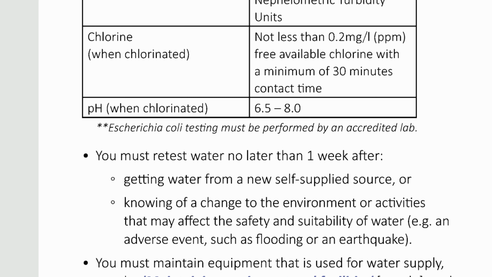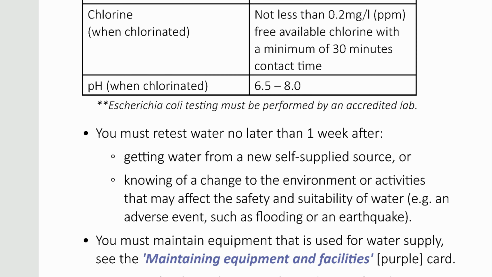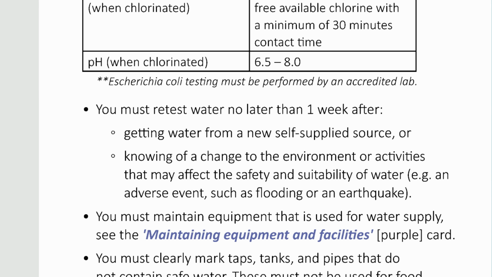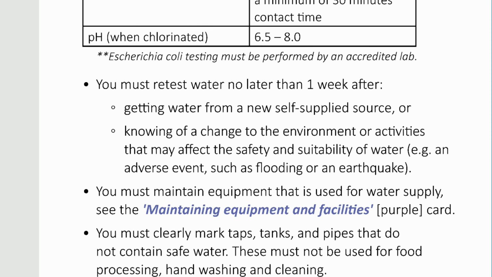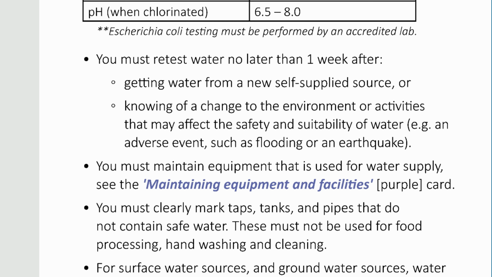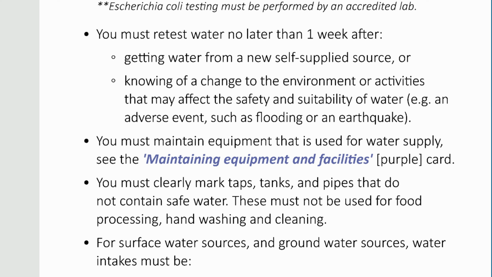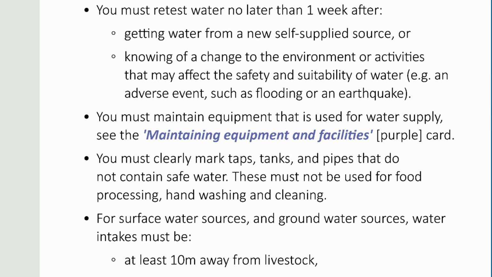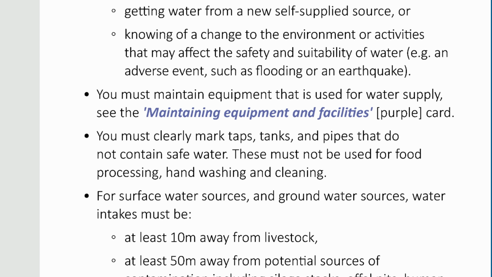You must retest water no later than 1 week after getting water from a new self-supplied source, or knowing of a change to the environment or activities that may affect the safety and suitability of water, for example, an adverse event, such as flooding or an earthquake. You must maintain equipment that is used for water supply. See the Maintaining Equipment and Facilities card. You must clearly mark taps, tanks, and pipes that do not contain safe water. These must not be used for food processing, hand washing and cleaning.